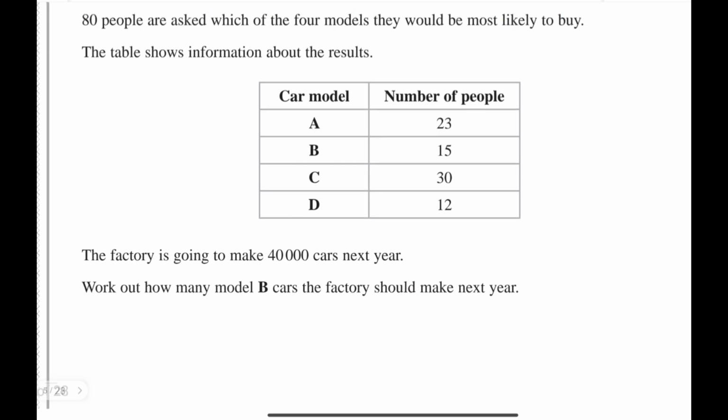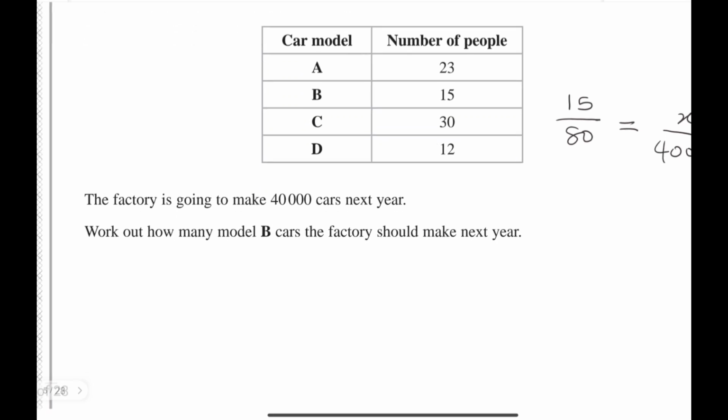So what do we do? All we have to do is to find the equivalent fraction. For Model B, the fraction is 15 out of 80. So what is the equivalent of that? That will be equal to x over 40,000. So what do we do next? We do 15 times 40,000 divided by 80. I don't know if that makes sense. Let me do that again in a minute.